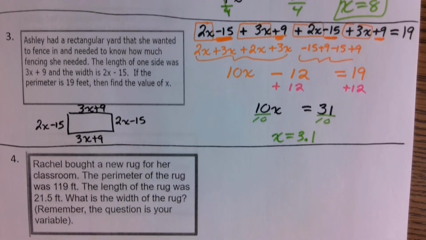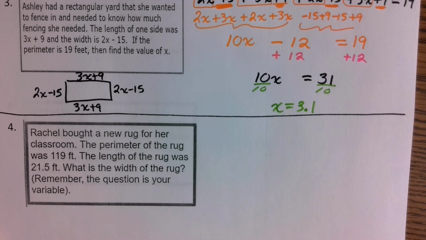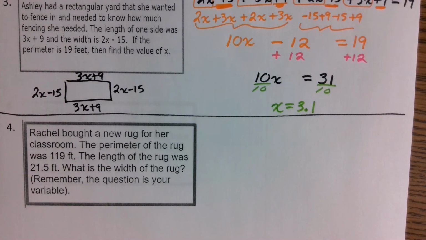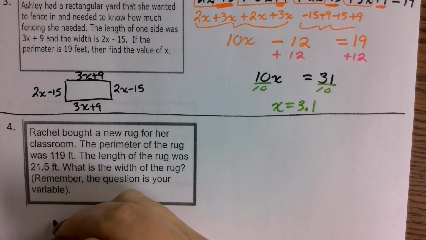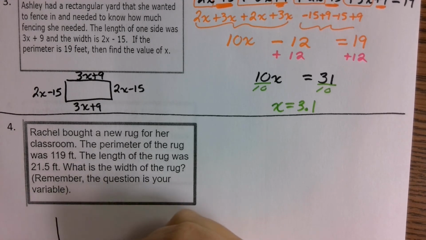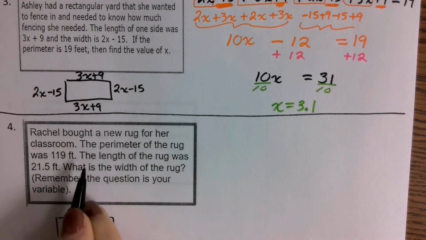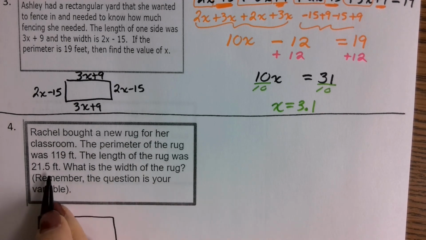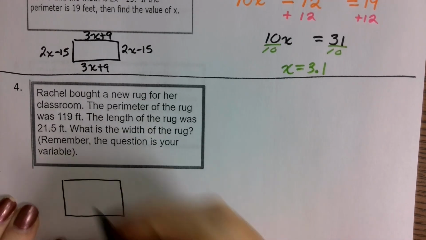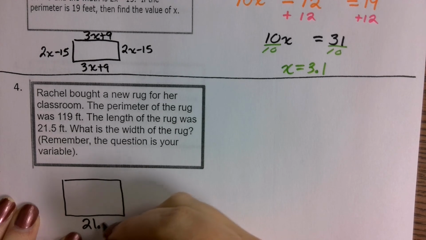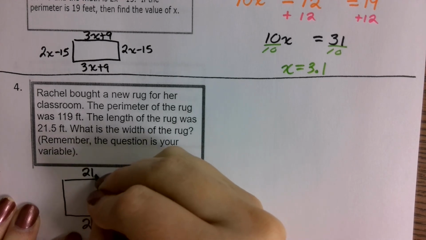All right. Rachel bought a new rug for her classroom. The perimeter of the rug is 119 feet. The length of the rug is 21.5 feet. What is the width of the rug going to be? Okay, so again, draw a picture. The length of the rug is 21.5. So I'm going to put 21.5 here, and I'm going to put 21.5 here.